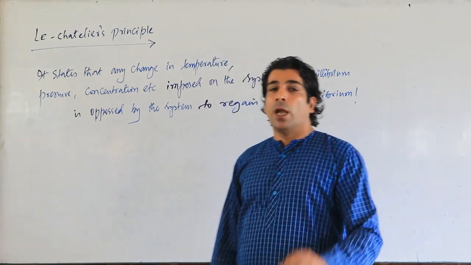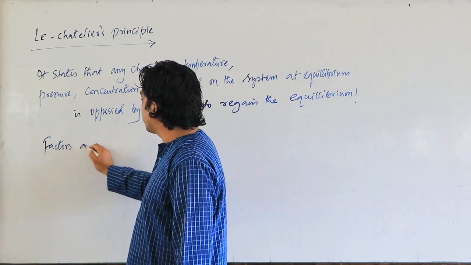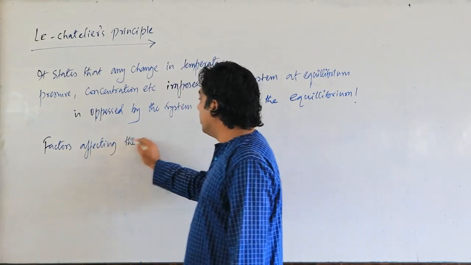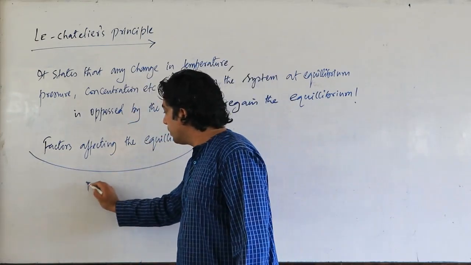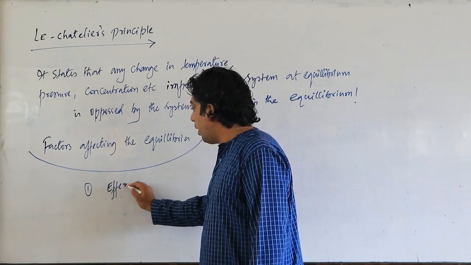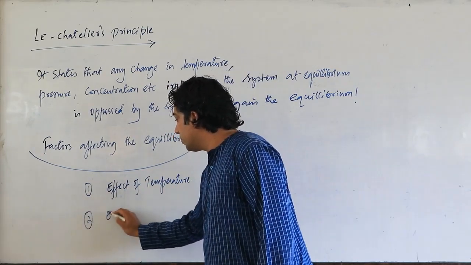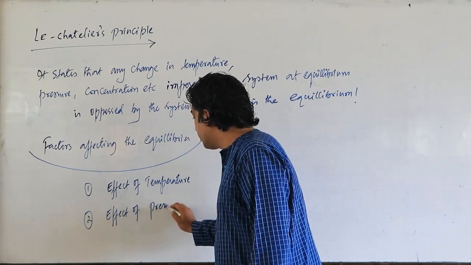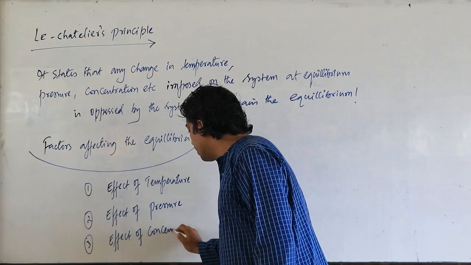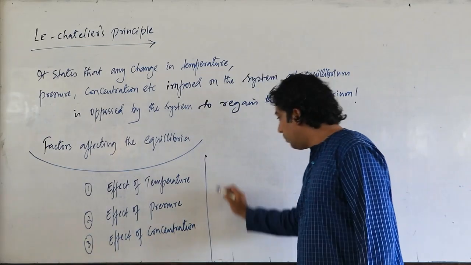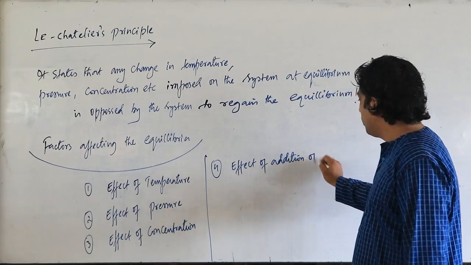Now let us understand what are the factors which will affect the equilibrium. Have a look. Factors affecting the equilibrium. So what are those factors which we have to study? The first factor is the effect of temperature. Temperature will affect the equilibrium. Second factor is the effect of pressure. Third factor we will study is the effect of concentration. Fourth factor we study here is the effect of addition of inert gas.